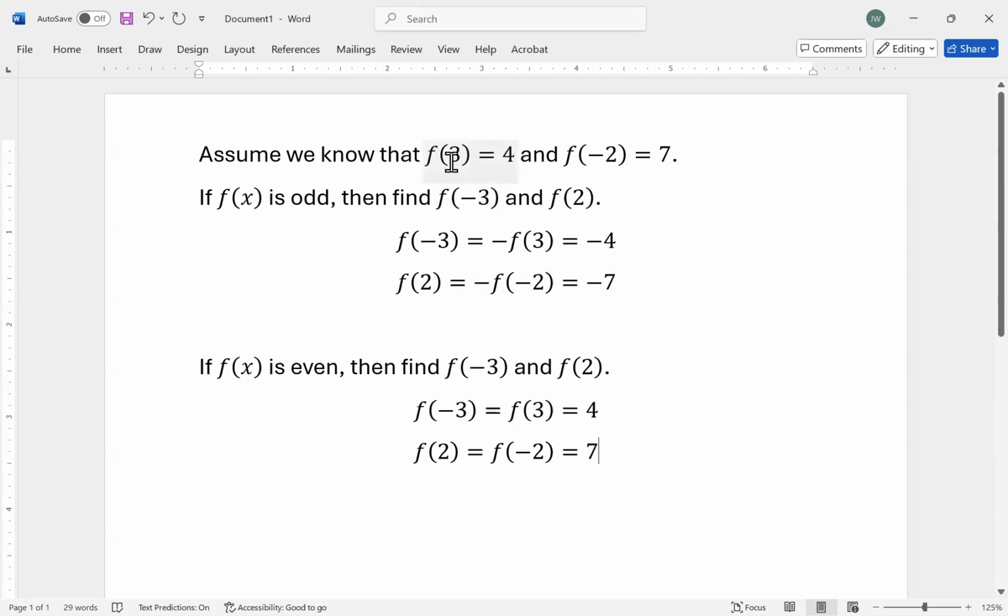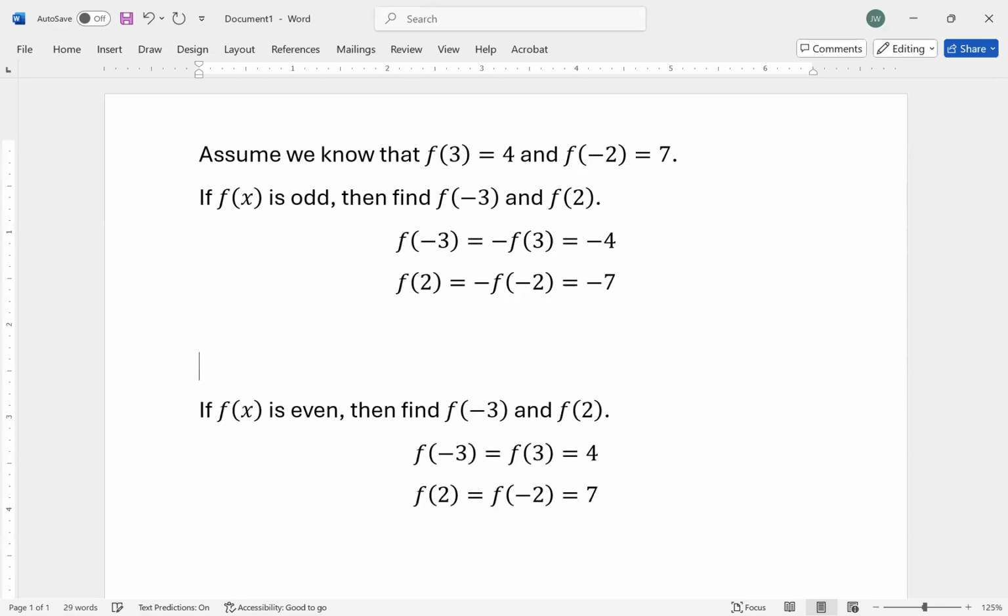So if I know a couple of points and I know my function is odd, then I can find other points on the graph. If I know a couple of points and I know my function is even, then I can find other points on the graph. By the way, a function cannot be even and odd at the same time. You can't have both because that would violate the idea of being a function.